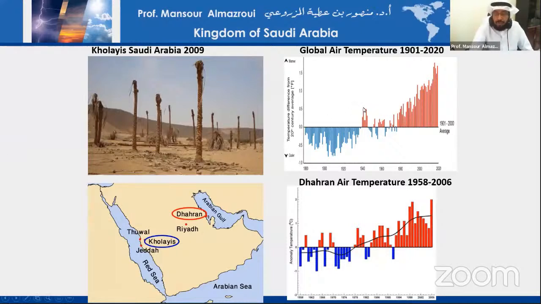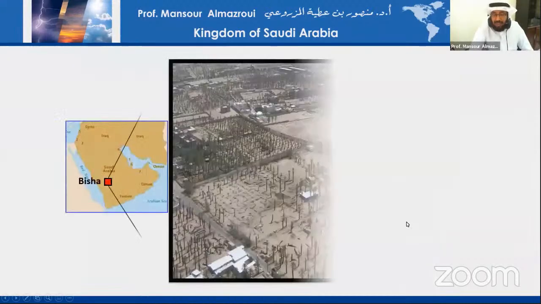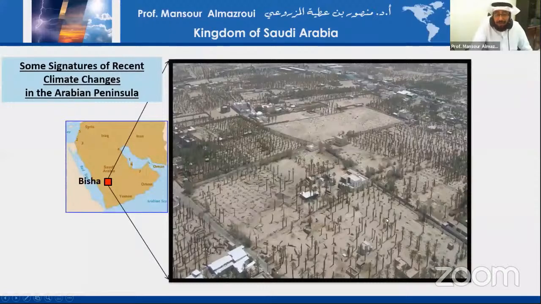And this figure shows Dahran. This is the global picture, and this is Dahran. You can see the pattern of the increase of temperature globally is also reflected in Dahran. And this is Bisha. Everybody in Saudi Arabia knows that Bisha is the land of the palm trees. And you can see that the palm trees are getting drier and getting no rain in the region.